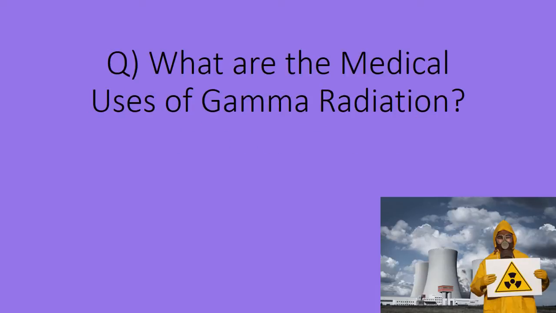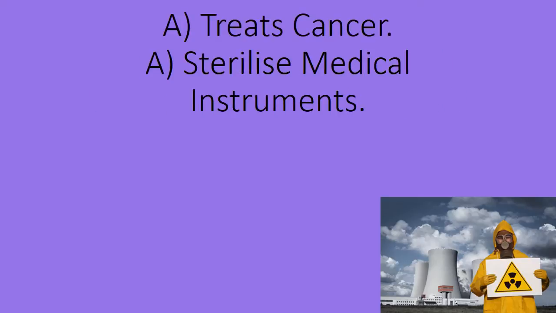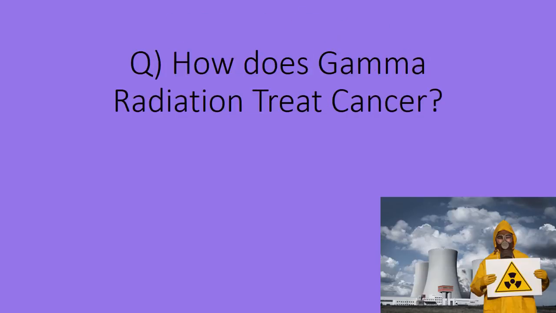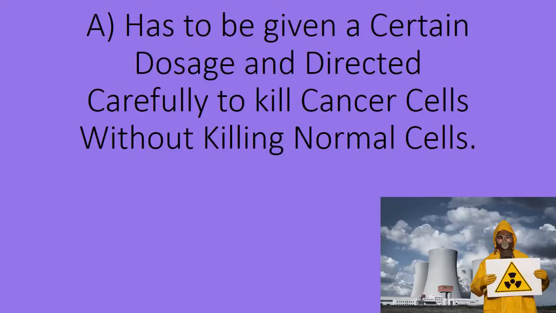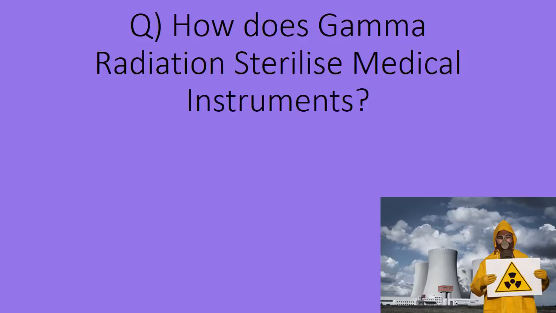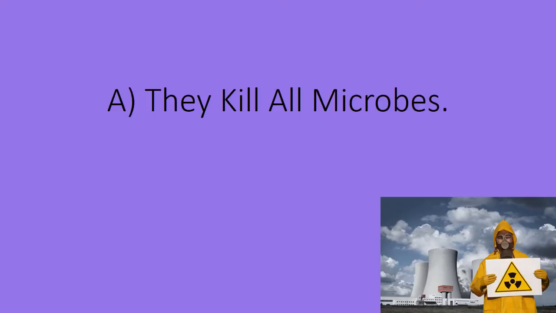What are the medical uses of gamma radiation? Treats cancer, sterilizes medical instruments. How does gamma radiation treat cancer? Has to be given a certain dosage and directed carefully to kill cancer cells without killing normal cells. How does gamma radiation sterilize medical instruments? They kill all microbes.